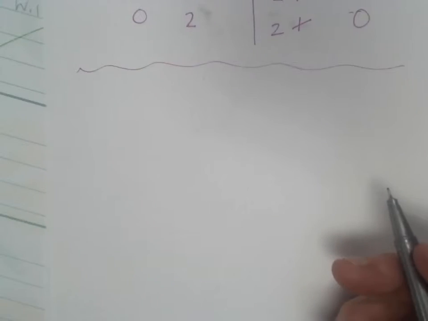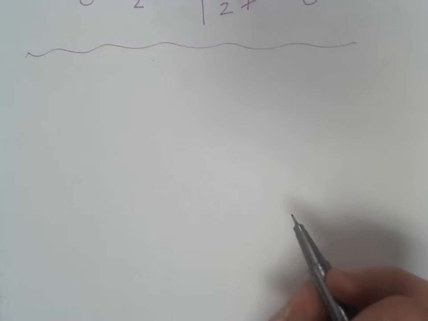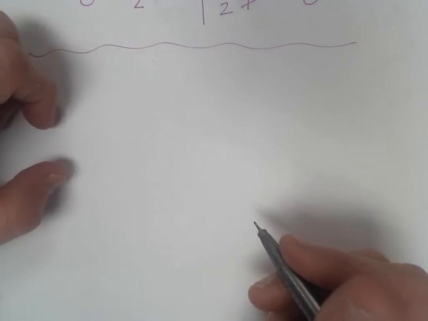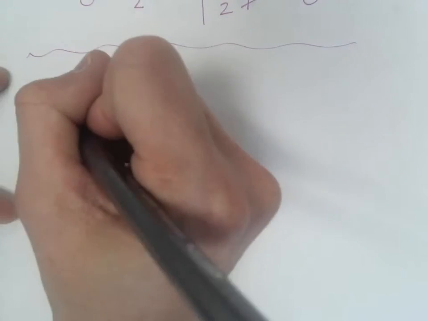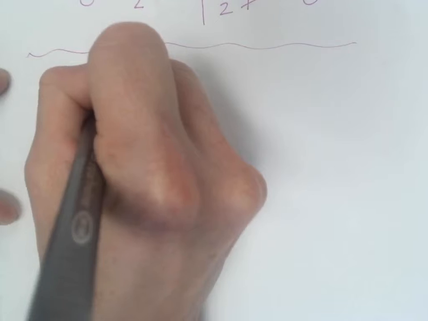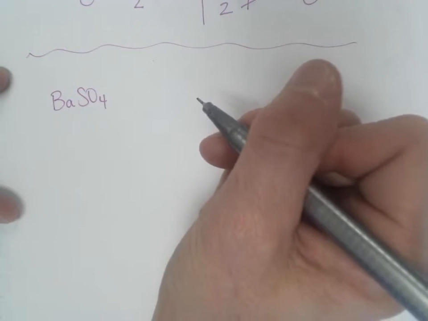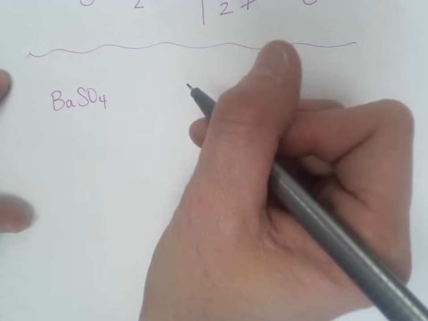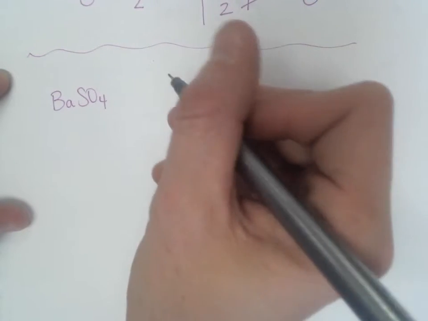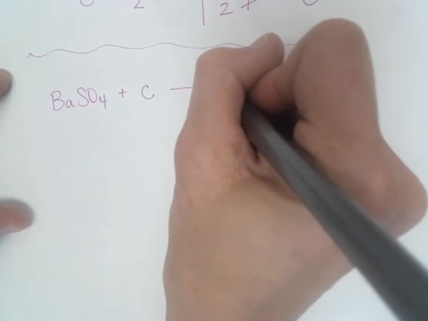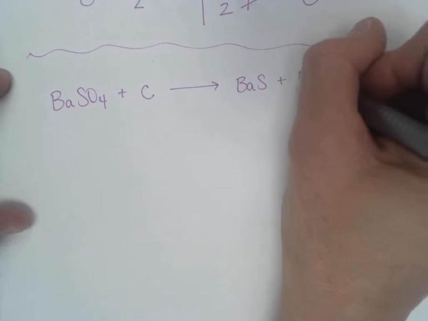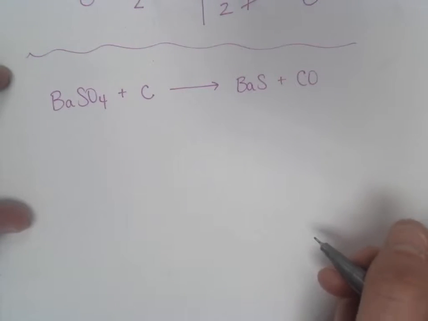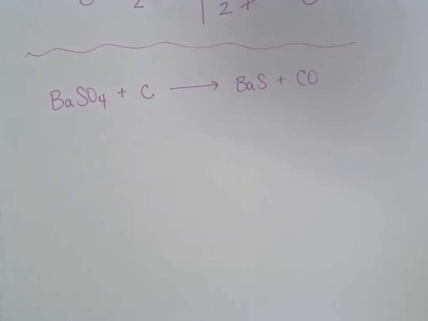Let's try another one. The substances involved in the reaction are barium sulfate, which is BaSO4, and carbon, and we get barium sulfide and carbon monoxide. So BaSO4 plus carbon yields barium sulfide plus carbon monoxide. So that's our equation. Now we are going to figure out how to balance that.